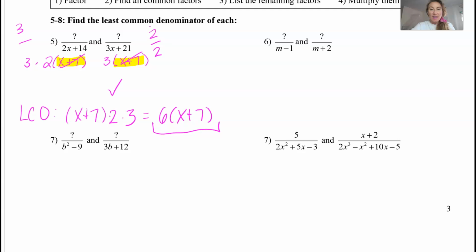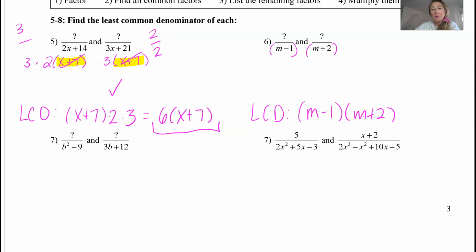Now, number 6, I see the binomial m minus 1, so I put parentheses around it. And I see the binomial m plus 2. So I can tell, yeah, there's no GCF to pull out of them like there was in 5. And so my LCD needs the factors. I need the quantity m minus 1, and I need the quantity m plus 2. So that would be my LCD.